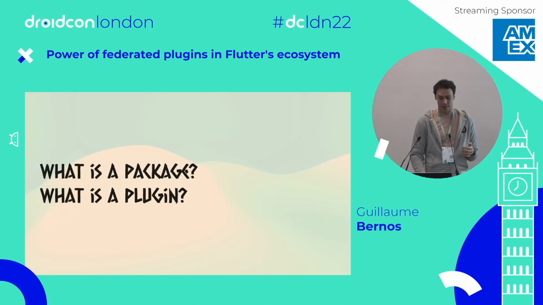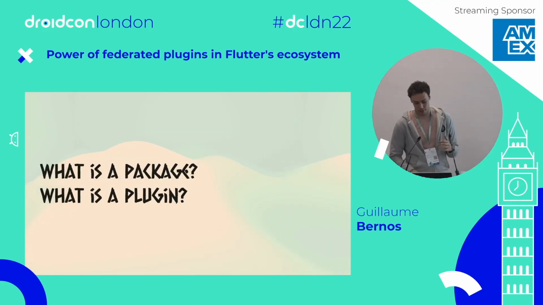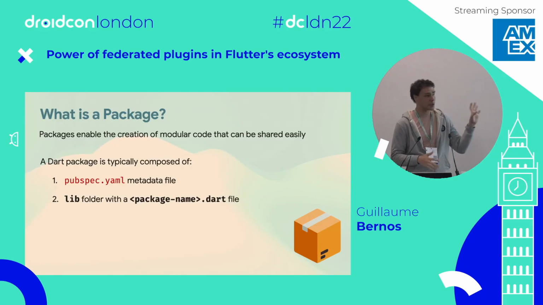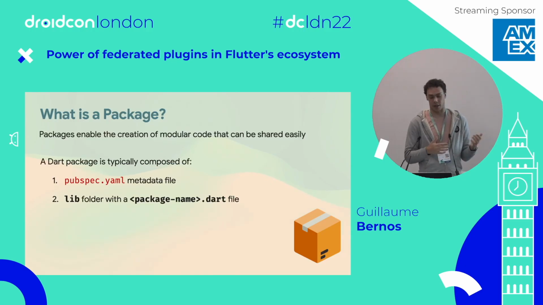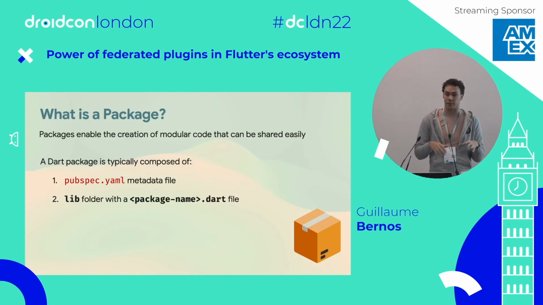So let's start. First, what's the difference between a package and a plugin? What is a package? Packages aren't specific to the Dart and Flutter ecosystem. You have them in all ecosystems. For instance, in JavaScript, you have the NPM repository where you can find a lot of packages. And on Flutter, it's pub.dev where, with a quick search, you can find any kind of package also. A package is something that enables the creation of modular code that can be shared easily.